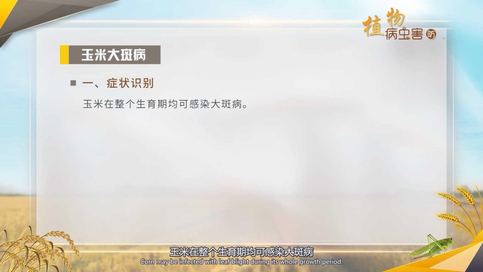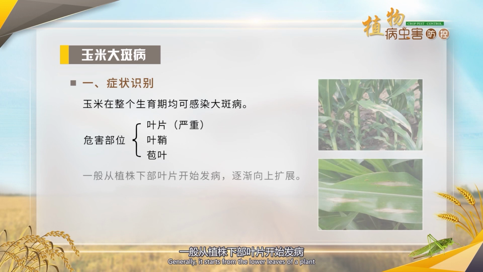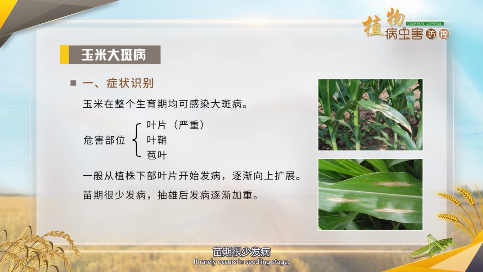Corn may be infected with leaf blight during its whole growth period. It mainly damages leaves, leaf sheaths, and bracts, among which leaves are the worst affected. Generally, it starts from the lower leaves of a plant and gradually expands upward. It rarely occurs in seedling stage and gradually worsens after tasseling.